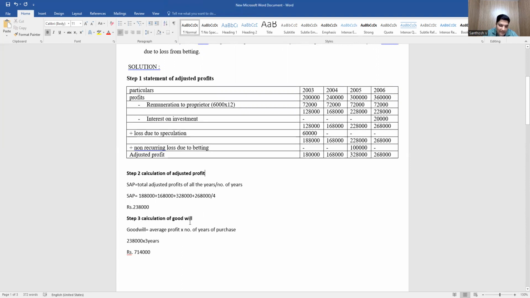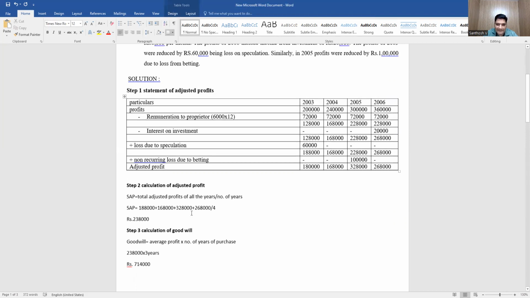In the calculation of goodwill, we have 2 subpoints: the simple average profit method as well as the weighted average method. Only the simple average method we have used. The weighted average method is used when there is a fluctuation in the profits. See here, in the fluctuation of profits, 1,88,000, 1,68,000, 3,28,000, and 2,68,000. When that is there, you need to use the weighted average method for the calculation of goodwill.